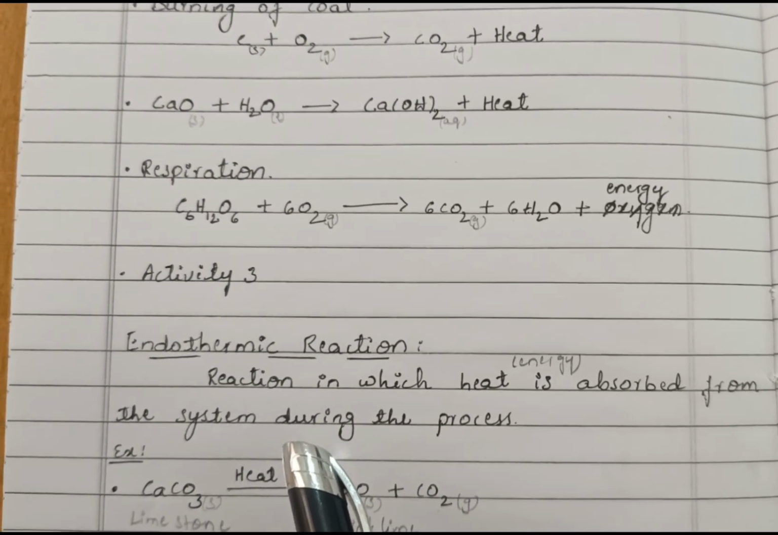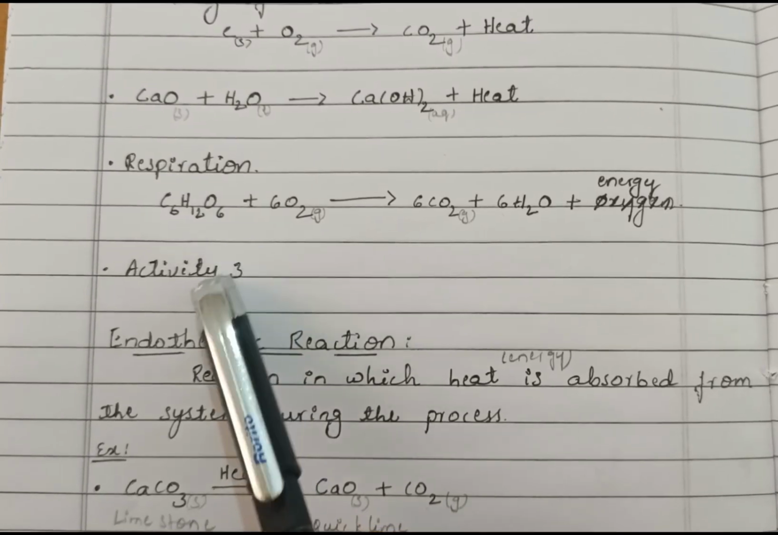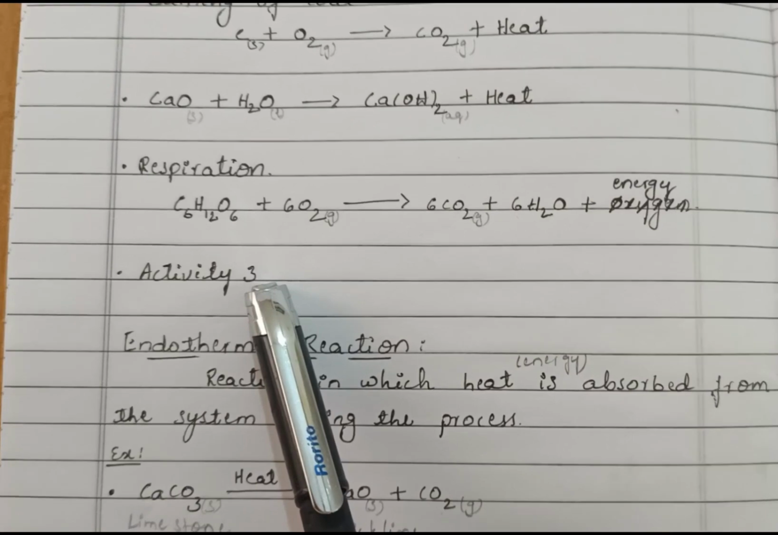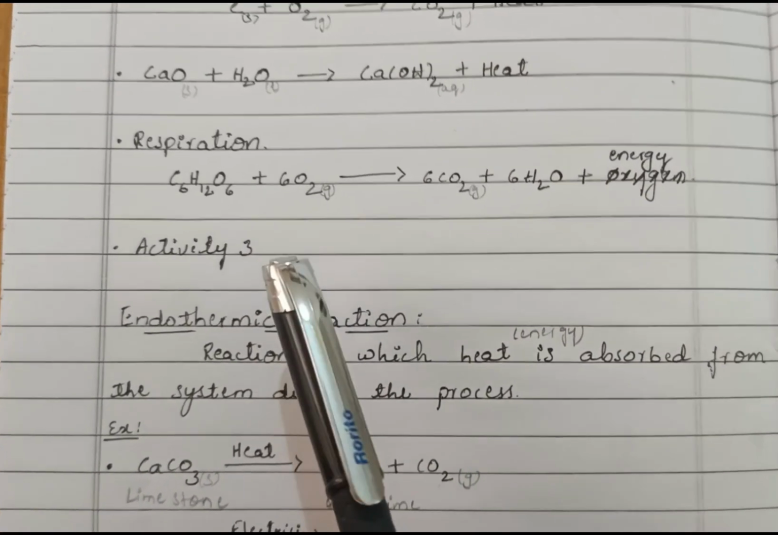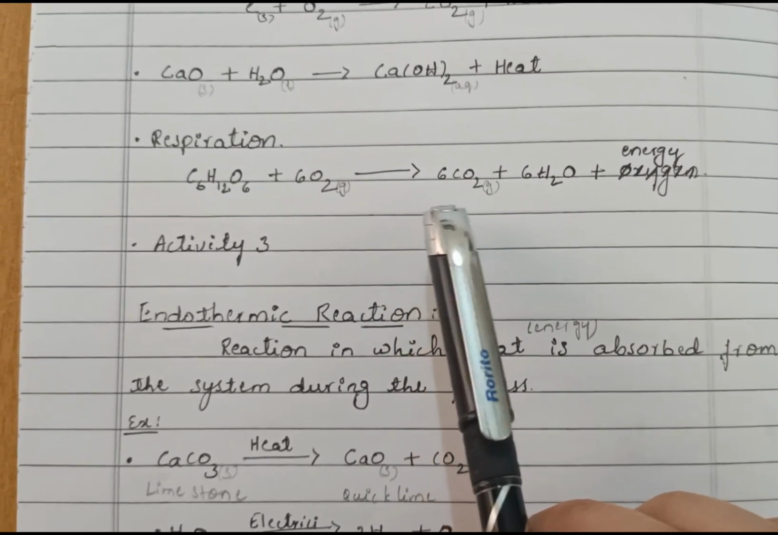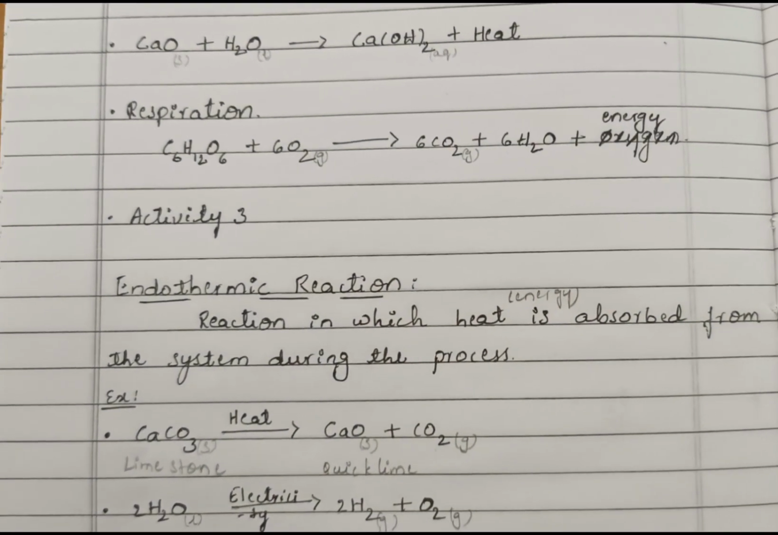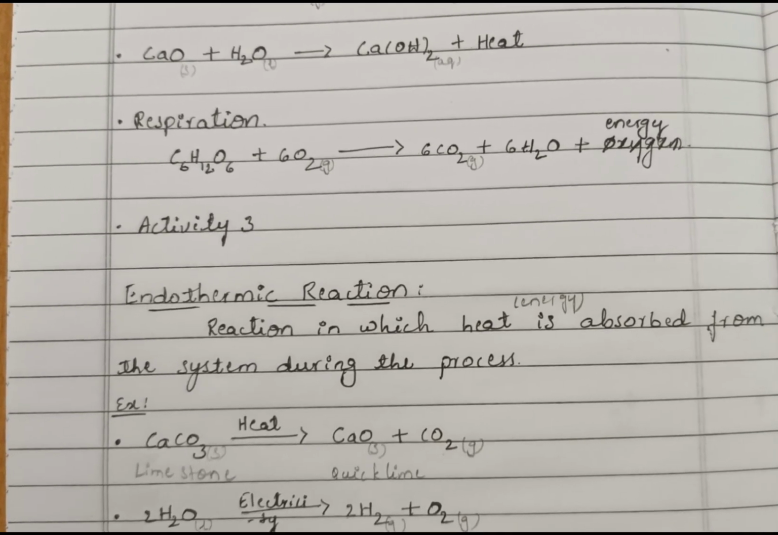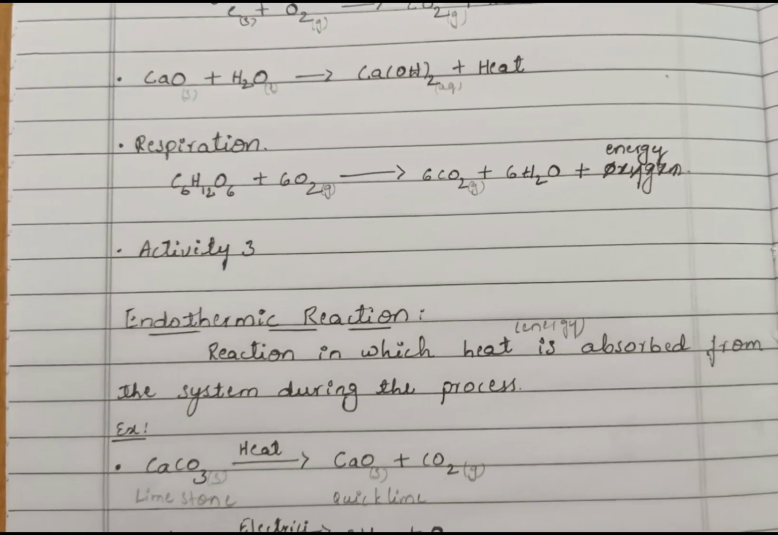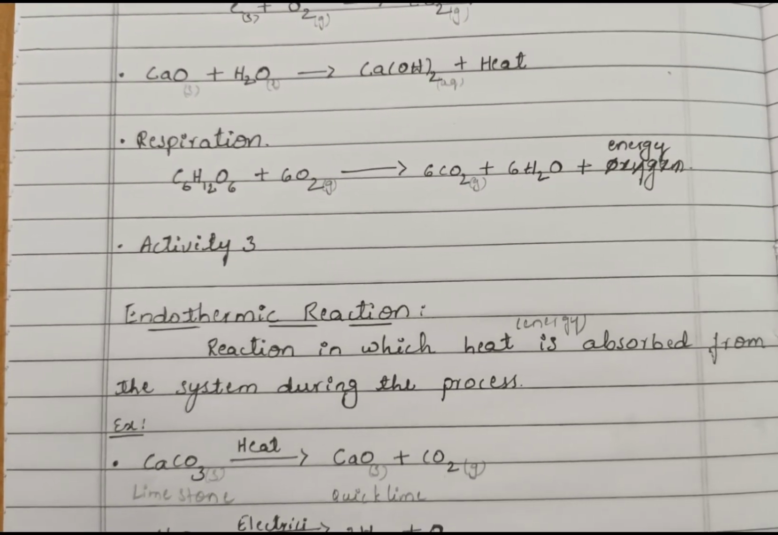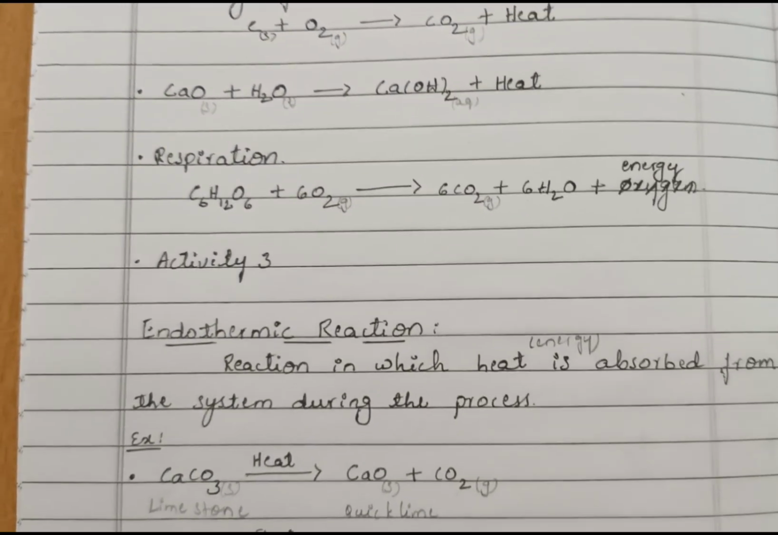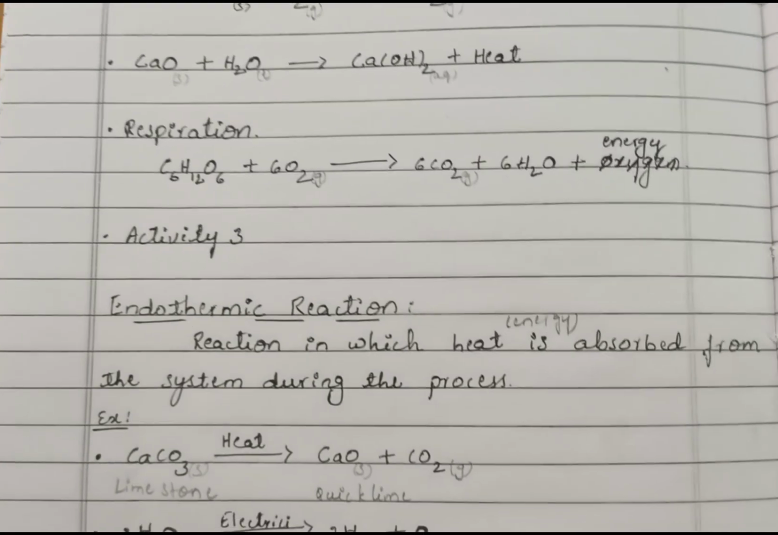Next example is Activity 3. What is this Activity 3? We have seen it in the earlier video. Activity 3, the reaction of zinc with dilute sulfuric acid, right? Hydrogen gas is liberated and the test tube becomes warm. If we carry out this reaction in a test tube, it becomes warm. We can touch and feel it. This is also an example of an exothermic reaction.